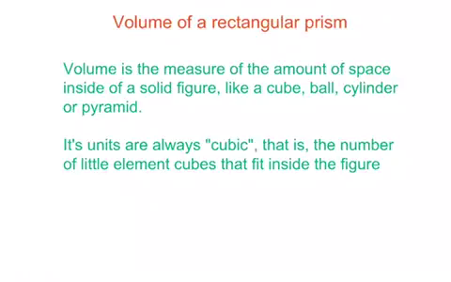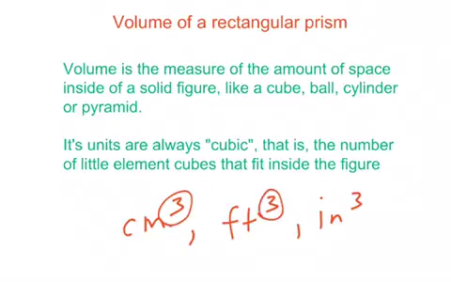So once again, volume of a rectangular prism. Volume is the measure of the amount of space inside a solid figure, like a cube, ball, cylinder, or pyramid. In this particular case, we're thinking more of a box because that's what a rectangular prism is. Its units are always cubic. That is the number of little element cubes that fit inside the figure. So we might have centimeters cubed, or feet cubed, or inches cubed, and so on. So remember that volume is always cubed. It's a little 3 above. So remember one other thing, that your formula is length times width times height, and that can be found on your formula sheet.